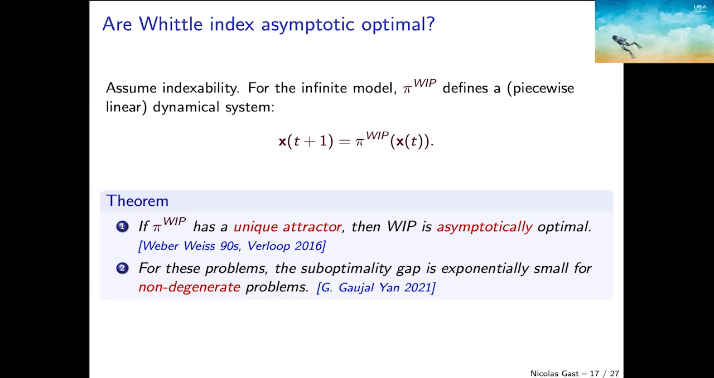And in fact, what I said about this piecewise linearity is that what you can show is that if the fixed point doesn't fall exactly on the boundary of the piecewise linear region, then the suboptimality gap is exponentially small in n.